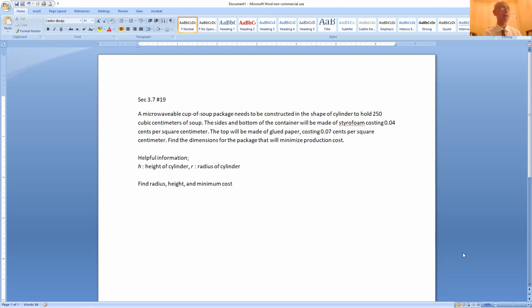Find the dimensions for the package that will minimize producing cost. So we are supposed to find the radius, the height, and the minimum cost. So the radius and the height such that the cost is minimum. And of course, our constraint in this case is that the volume is 250 cubic centimeters. So I'm going to go ahead and stop sharing my screen. That way I can get my iPad involved and write some stuff down for you.